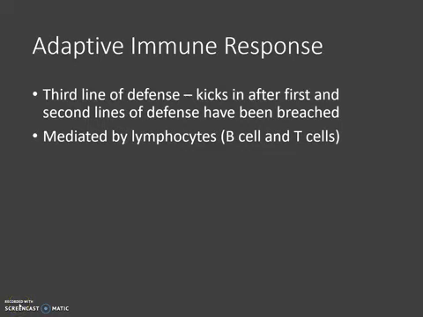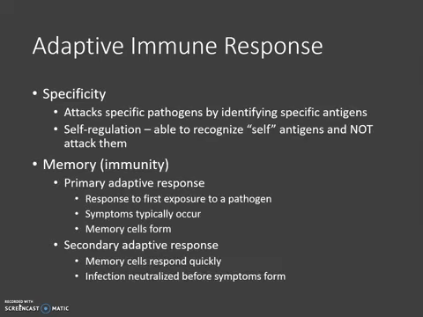The third line of defense is called the adaptive immune response, and it kicks in after the first and second lines of defense have already been either breached or are already active. As we mentioned before, the adaptive immune response is mediated by the lymphocytes. So these are the B cells and T cells. Remember, lymphocytes are a type of leukocyte, and a leukocyte is just another word for a white blood cell.